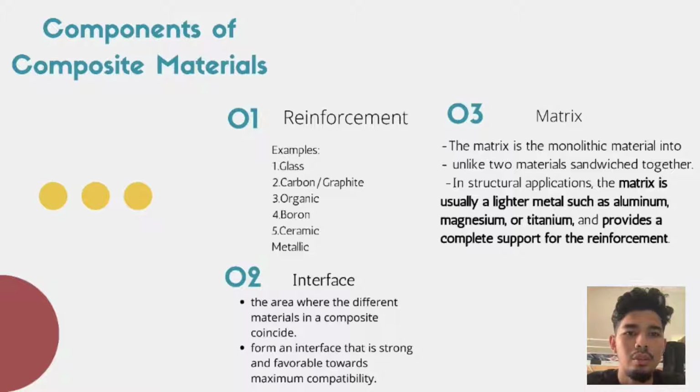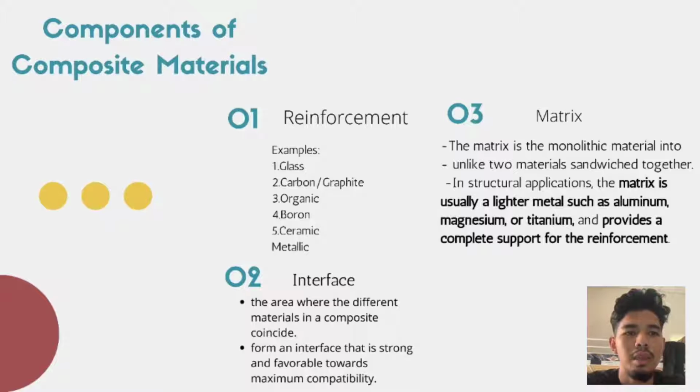Okay, the third component is interface. Interface is the area where the different materials in the composite material coincide. Second, form an interface that is strong and favorable towards the maximum compatibility.